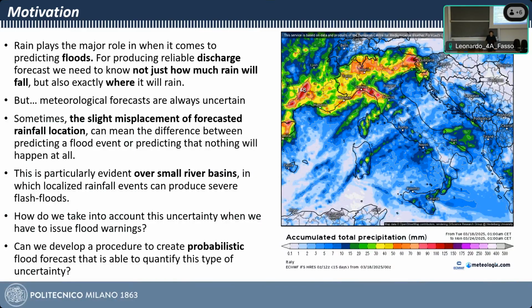But we know that meteorological forecasts are always uncertain. Particularly in small catchments, a slight misplacement of forecasted rainfall can mean the difference between predicting a flood event and predicting basically nothing at all. This is true especially for small river basins. So the idea of this study is to propose a methodology to treat this type of uncertainty and develop a procedure to create probabilistic forecasts that are able to quantify this location uncertainty in precipitation forecasts.